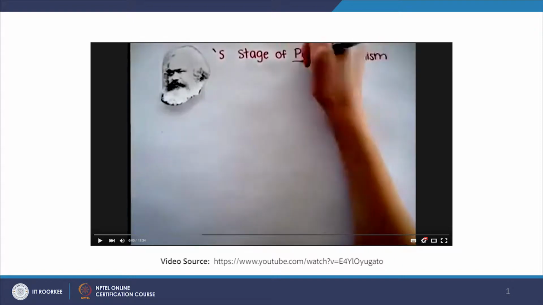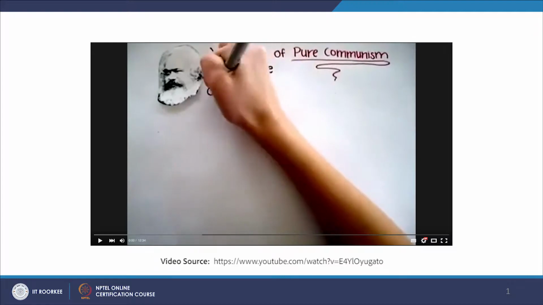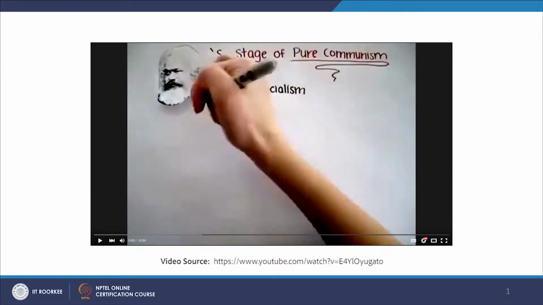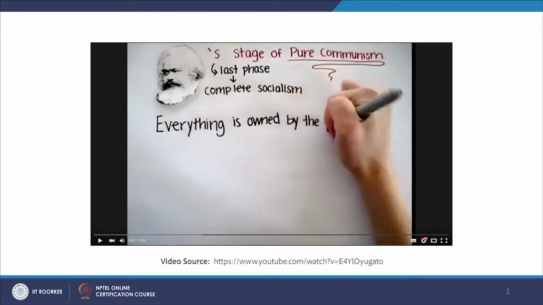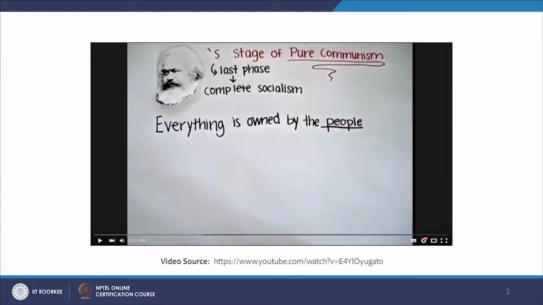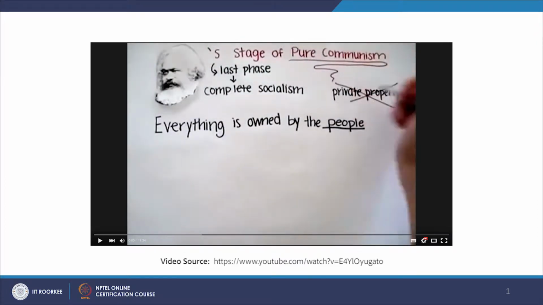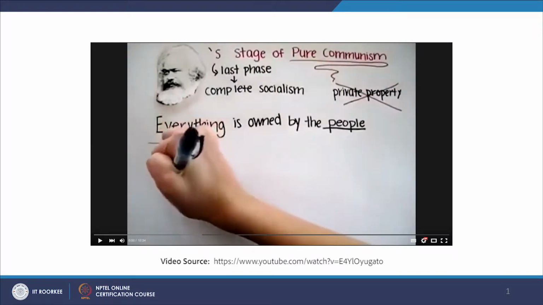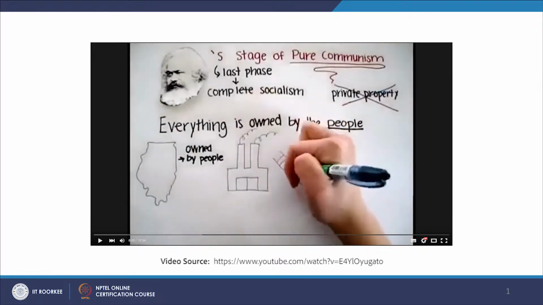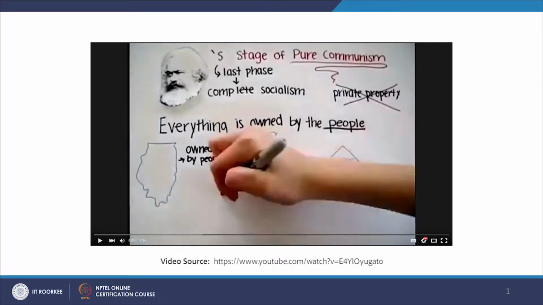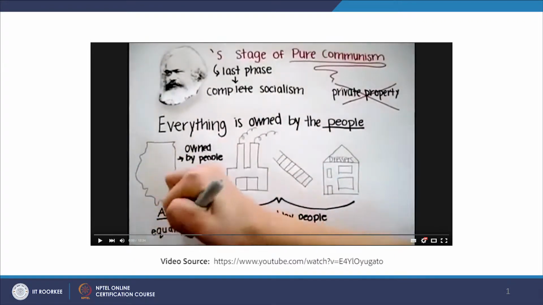Marx's stage of pure communism. Marx considered this stage the last phase in turning the society into complete socialism. In this phase, everything is owned by the people. Private property would cease to exist. All land would become owned by the people. All factories, mines, railroads, and businesses would also become owned by the people. All food and goods would become shared equally among all.